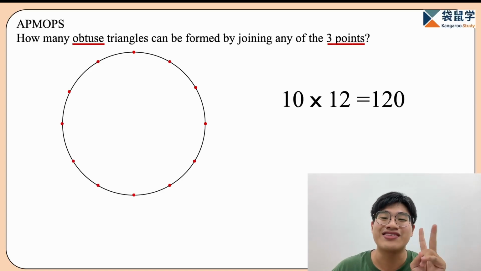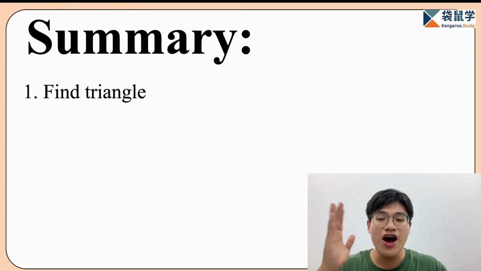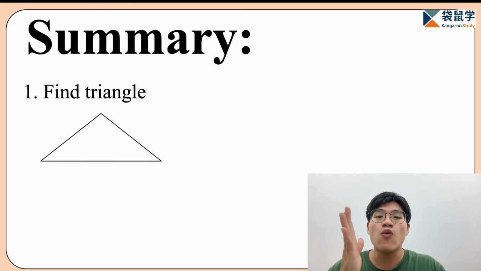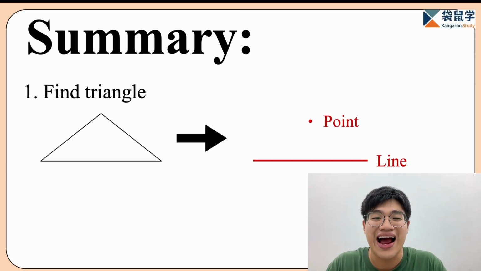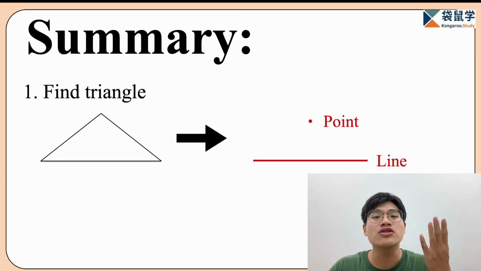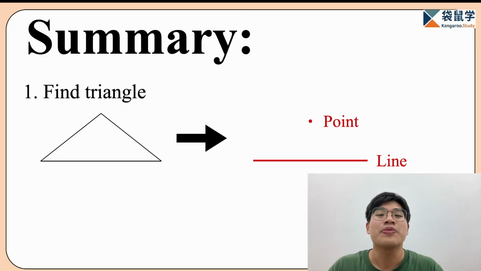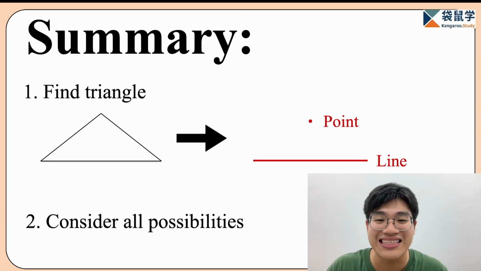So totally we have 2 methods to use. Now we know all the methods. Let's look at the summary. Now for the summary, we know that we are finding triangles. And what do we do to draw the triangle? We draw a line and find the point to form a triangle. And the second point I want to ask you is, what do we do to get all the triangles here? So we consider all possibilities.